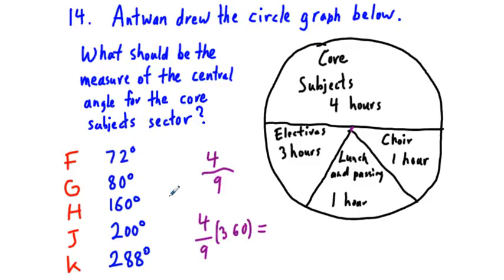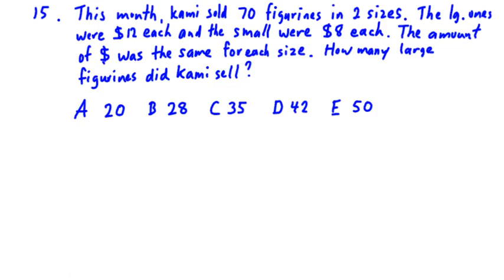And if you work out the math here, 4/9 times 360 is going to be your answer. But it's even easier given the answer choices than that, because we know that 4/9 is a little less than 1/2. Well, 1/2 of 360 is equal to 180. So our true answer is going to be a little less than 180, and H is the only one that comes close to that.